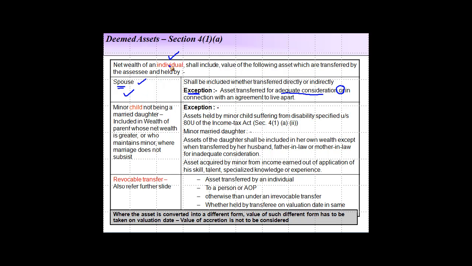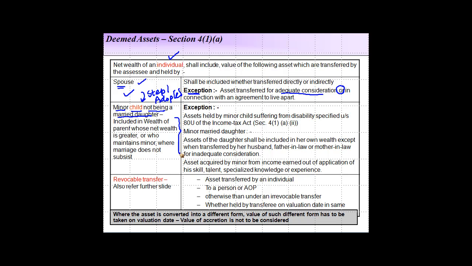Second, if the individual transfers an asset to a minor child, not being a married daughter. So if you transfer an asset to a minor child who is not a minor married daughter, then it will be included in the net wealth of the individual. Now this child could be a stepchild, he could be an adopted child, it doesn't make a difference.